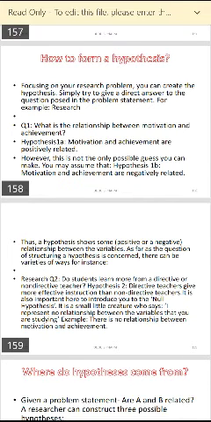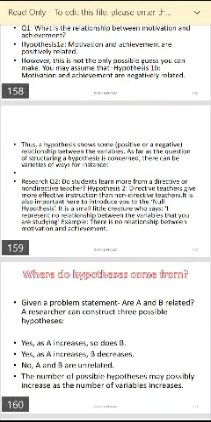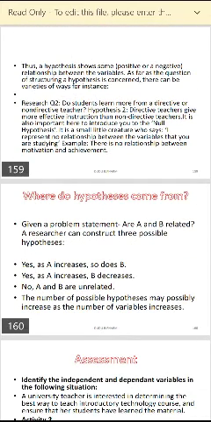However, this is not the only possible guess you can make. You may assume that motivation and achievement are negatively related. It's also possible. That hypothesis shows a positive or negative relationship between the variables. As far as structuring a hypothesis is concerned, there can be a variety of ways. For instance, research question 2: do students learn more from a directive or non-directive teacher? Hypothesis: directive teachers give more effective instruction than non-directive teachers.